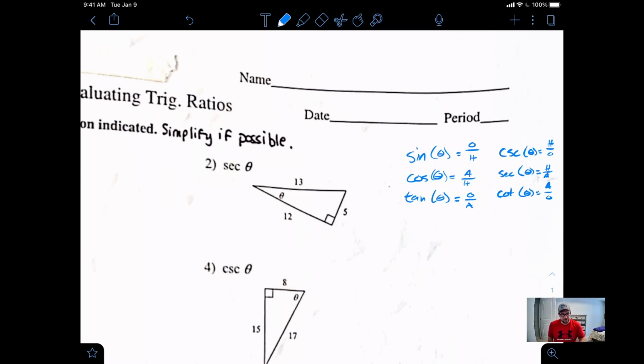In this situation, secant of theta: right off the bat, theta is sitting right here as the angle, which makes 5 the opposite side. 13 is the hypotenuse because it's across from the right angle, and then 12 would be left to be the adjacent. Secant is the hypotenuse over the adjacent. So the hypotenuse in this situation is 13 over 12, and that would be my answer.